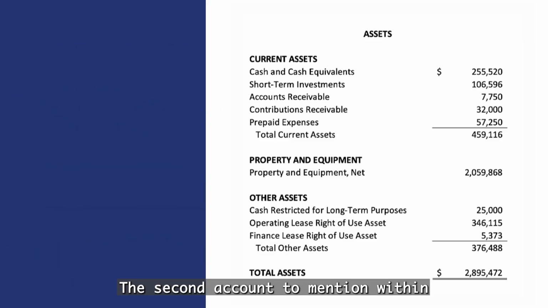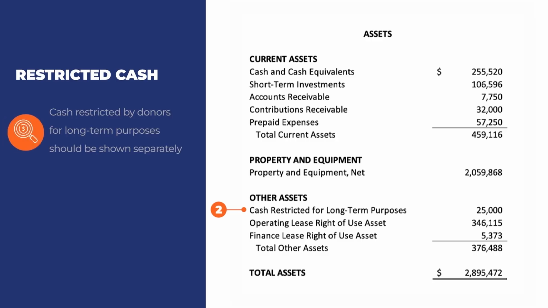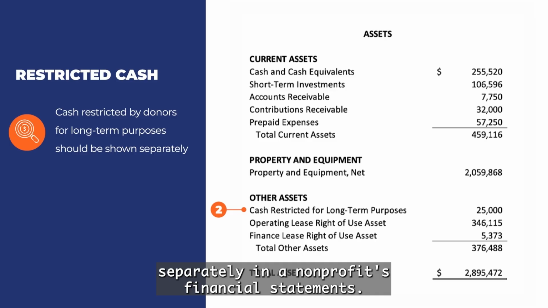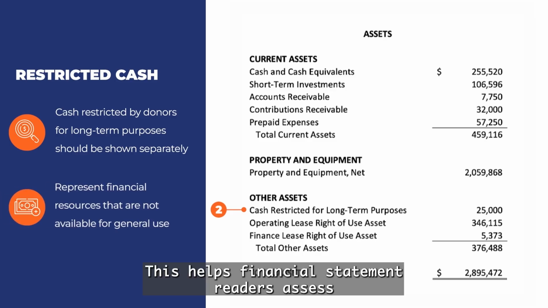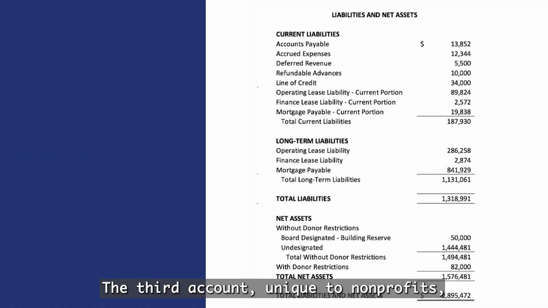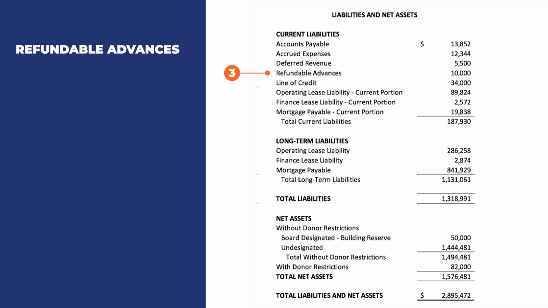The second account to mention within other assets is restricted cash. Here it's titled Cash Restricted for Long-Term Purposes. Under GAAP, restricted cash must be presented separately in a nonprofit's financial statements. This helps financial statement readers assess what resources are available for general use versus those that are designated for other purposes. The third account unique to nonprofits is a liability account called refundable advances.